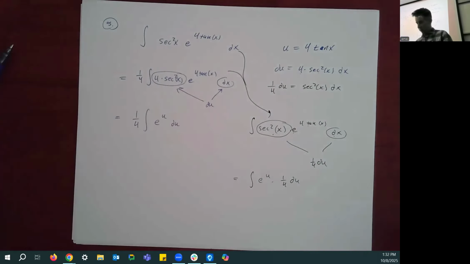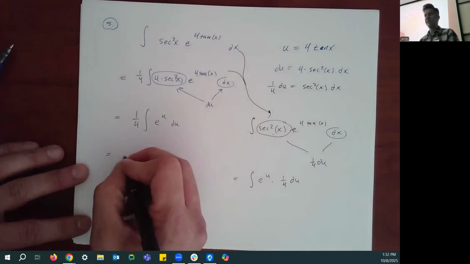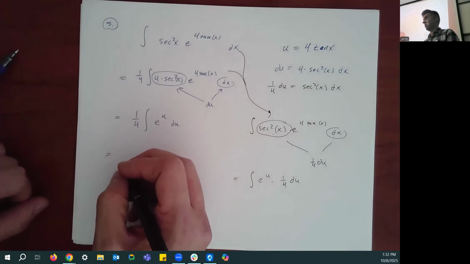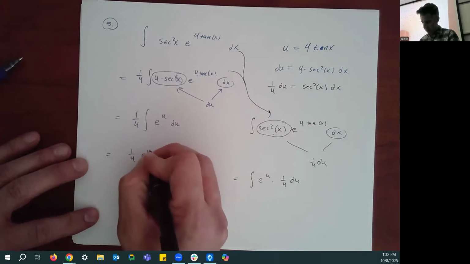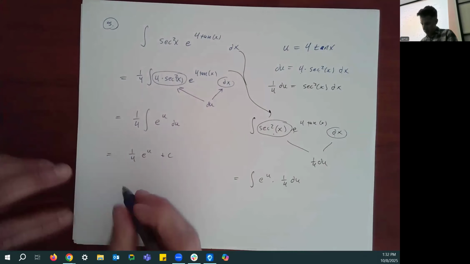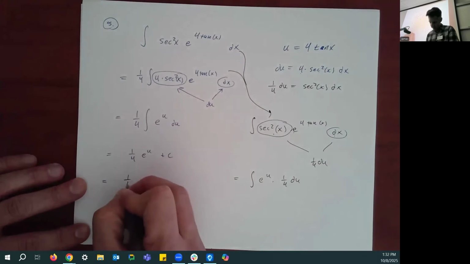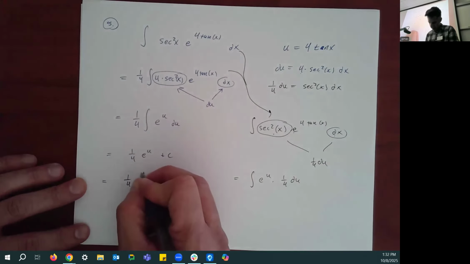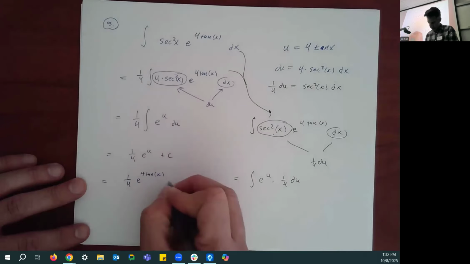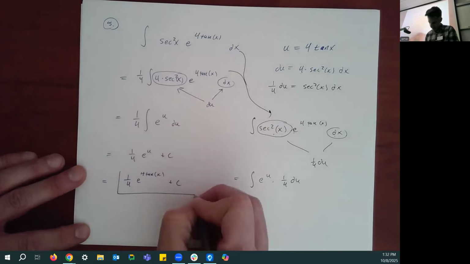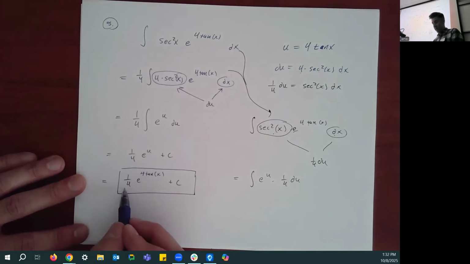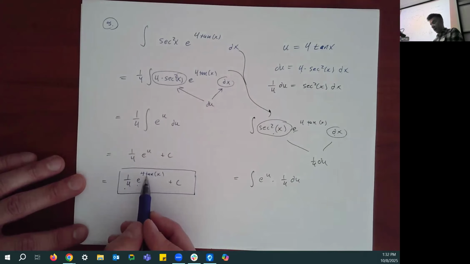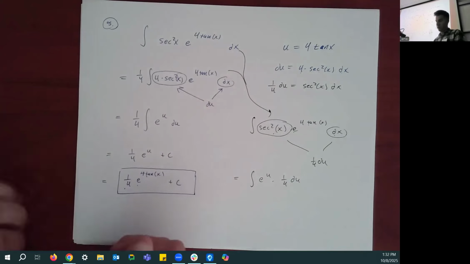Either way, when we anti-differentiate this, we get the same thing. What's the antiderivative of e to the u? It's e to the u. So we get 1/4 e to the u plus c, and then replacing u with what it's equal to, we get 1/4 e to the 4 tangent of x plus c. And if you took the derivative of this, you would get 1/4 times e to the stuff multiplied by the derivative of that stuff, which is 4 secant squared of x, and the 4 and the 1/4 cancel. You get exactly that.